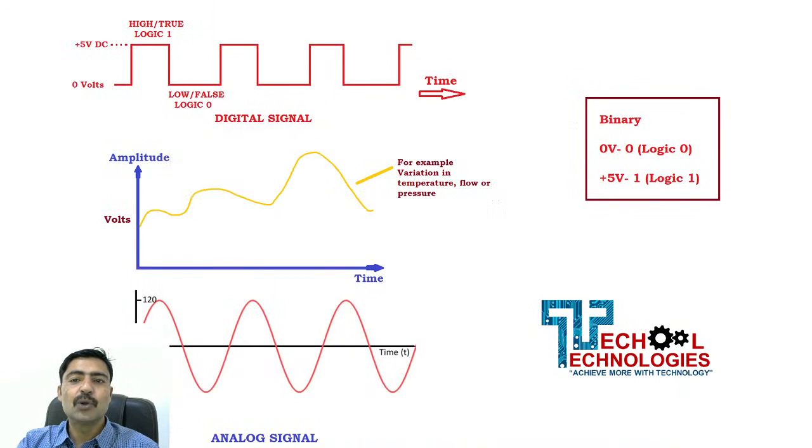Then we have shown you digital signals, which are zeros and 5 volts, or low or high, maybe at different intervals. We have shown you analog.